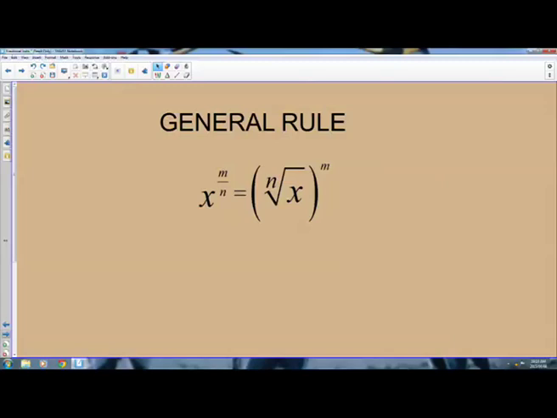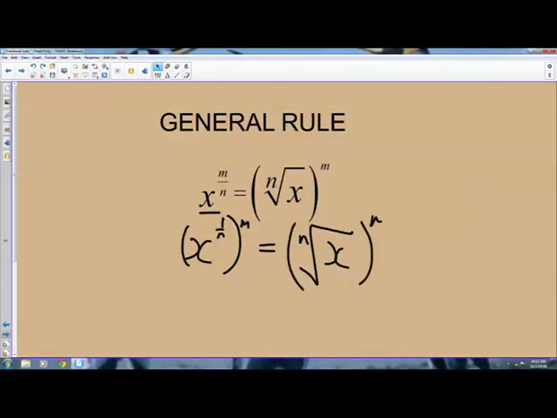We've got x to the power m divided by n equals the nth root of x, raised to the power m. And how do we come up with this? This rule is from the power of power law. Remember when we discussed the laws of indices, we said there's a power of power law. It simply says x to the power 1/n, all this raised to the power m, is equal to the nth root of x, all raised to the power m.